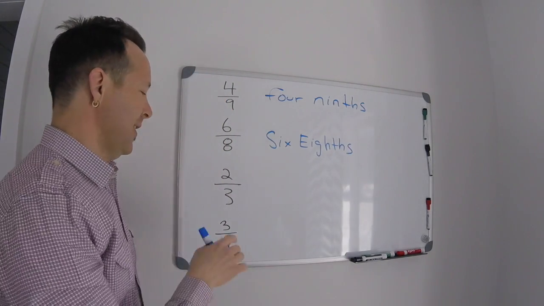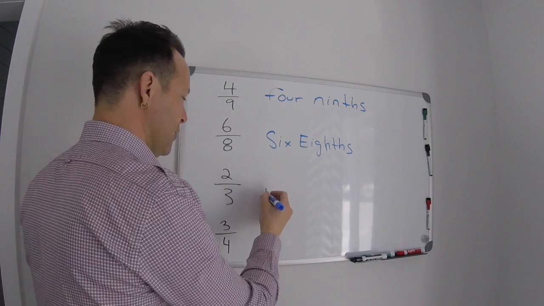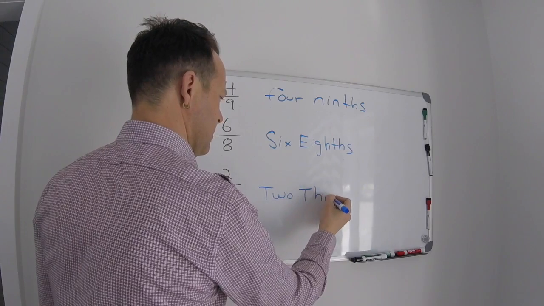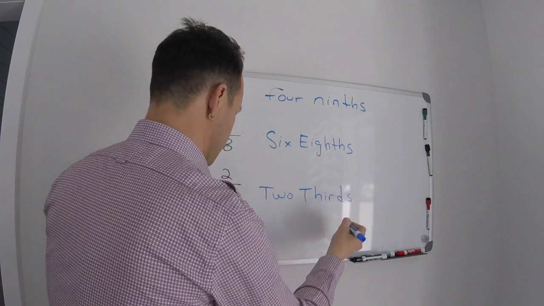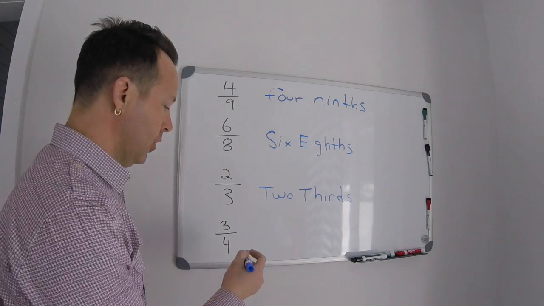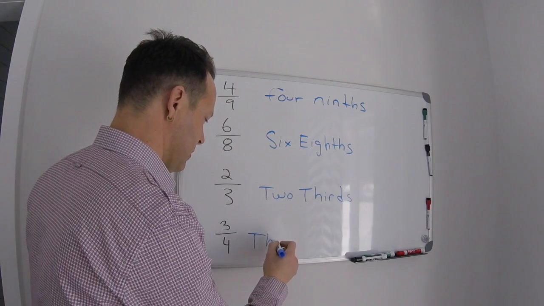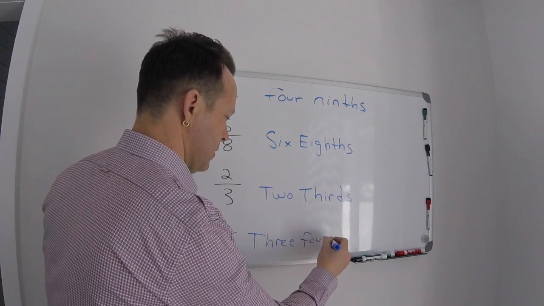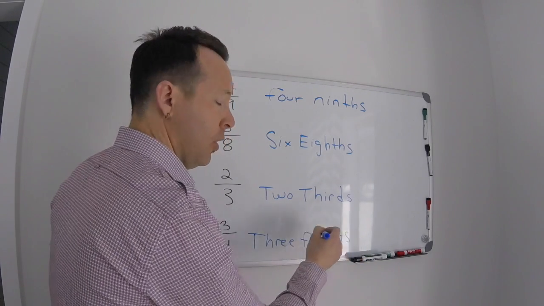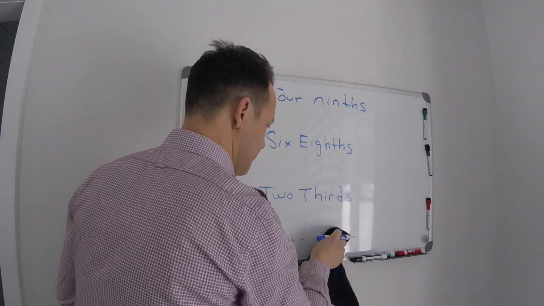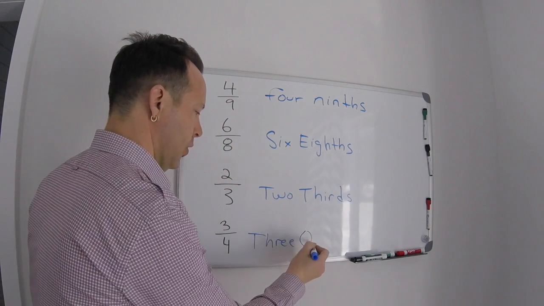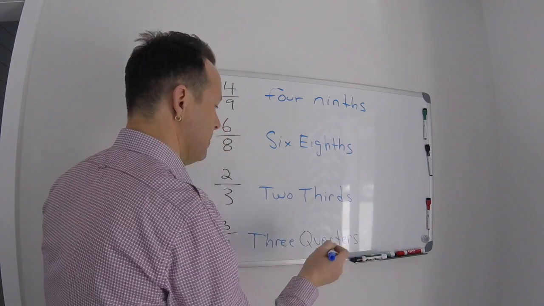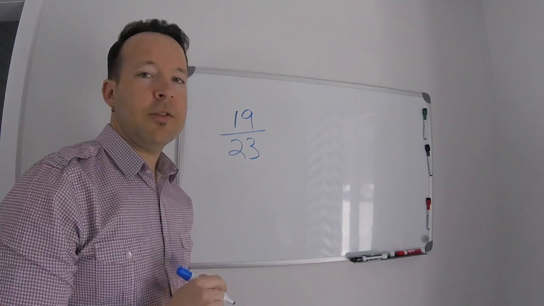It gets tricky. 2 over 3 would be 2 thirds. And 3 over 4 would be 3 fourths. Or, you know it, 3 quarters. Okay. All right, let's look at this fraction.